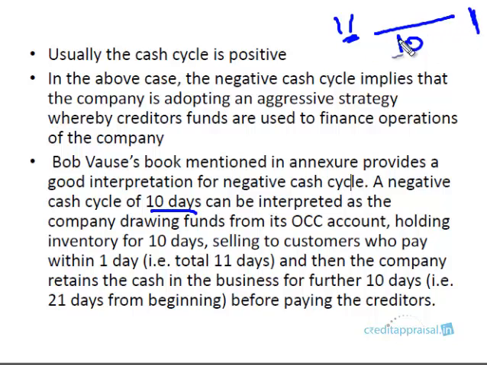Before you pay the creditors, you're not immediately paying these creditors, right? Okay, so that is the interpretation. It means that because your credit period is so high, you're able to retain that cash in the business, and you can use this for other things which you want as a company. A big company will have that option.